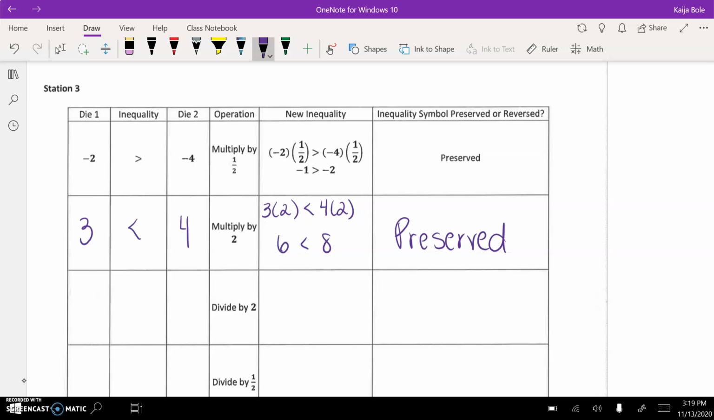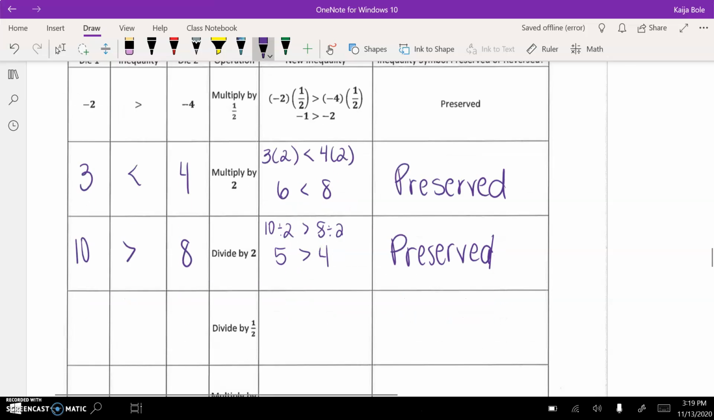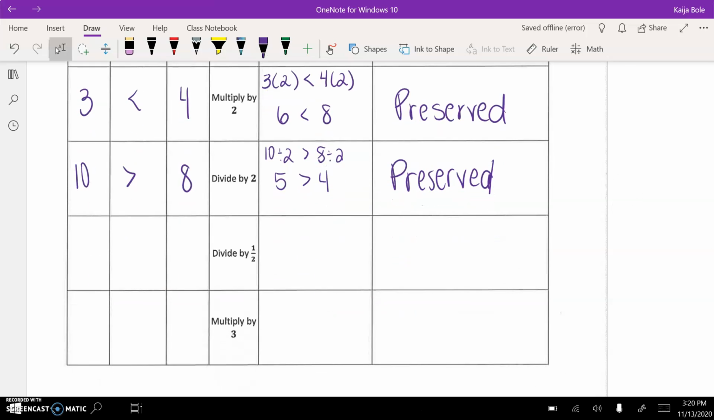Now what if I divide by 2? So maybe I have 10 is greater than 8. So I'd be doing 10 divided by 2. Is that greater than 8 divided by 2? And 5 is still greater than 4, so again, it would be preserved. Okay. Now let's skip that next one.